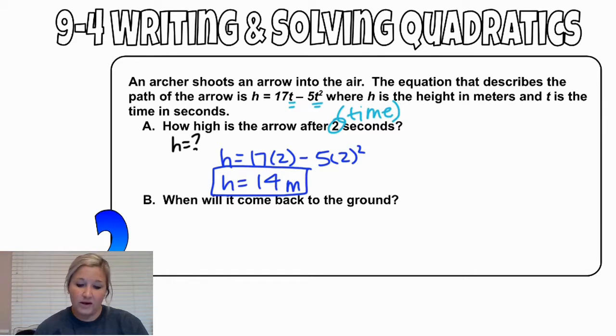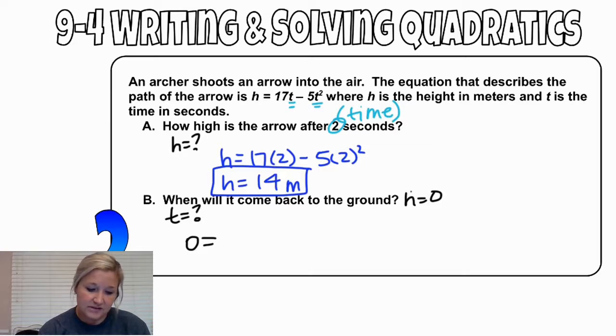Then it's asking when will it come back to the ground. So when will it come back to the ground is the second question. So this is asking when. What is the time when it will come back to the ground? So this is when H is equal to 0. So the height at the ground is 0. Therefore, I'm going to have 0 is equal to 17t minus 5t squared.